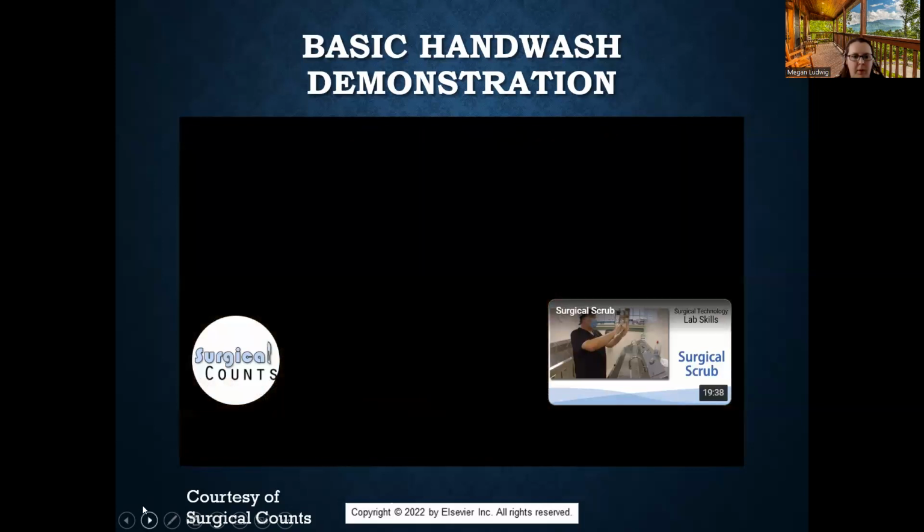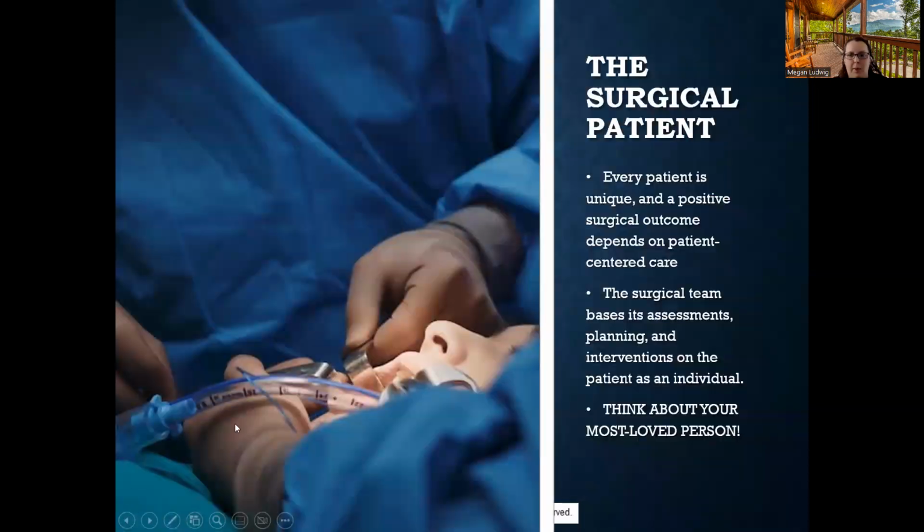All right. There you go. Pretty basic, but we do need to see that you understand the concepts of how to do it and when to do it. All right. So moving on to the surgical patient. Remember, that's the whole point of our job, the surgical patient. If you can get that in your head, everything else falls into line, okay?